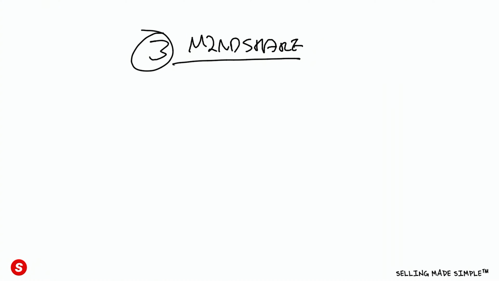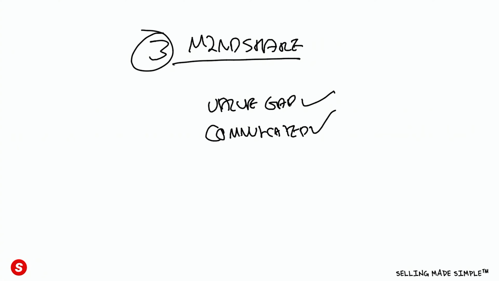And the third and final step of converting the account is to build mind, what we call building mind share. This is part number 3. Now, what does this mean? It means that once we've identified the value gap, we've communicated it to the buyer.